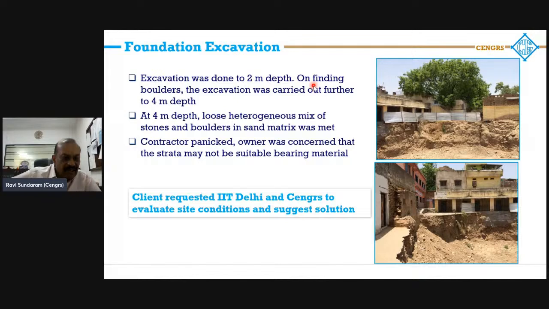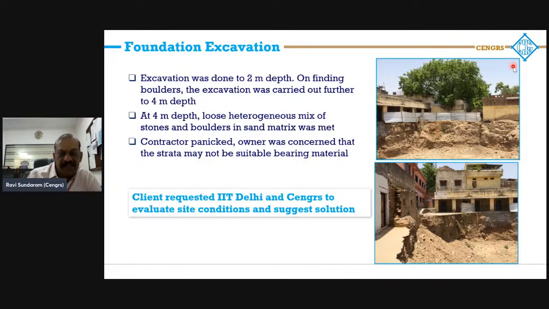So the client then requested IIT Delhi and SERC to evaluate the site conditions and suggest a solution. So I acknowledge here the contribution of IIT Delhi Professor Sahu and Professor Manna, who were part of this effort to solve this problem.